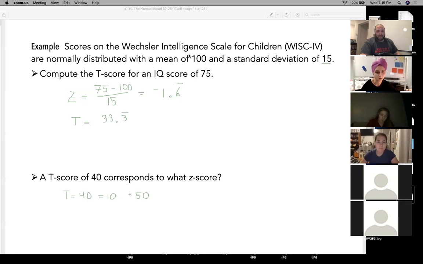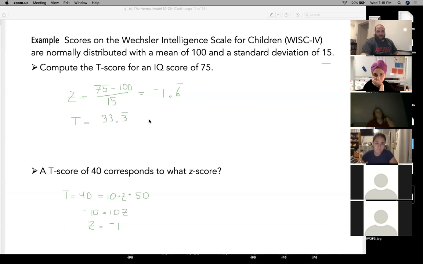So 10 times z plus 50. If 40 equals 10 times z plus 50, and I would like to solve for z, what will be the first step mathematically? Subtract 50 from both sides. So you get negative 10 is equal to 10z. And then what would I do? Divide by 10. And what do I get? z is equal to -1. So there's us converting from t-scores to z-scores and back.